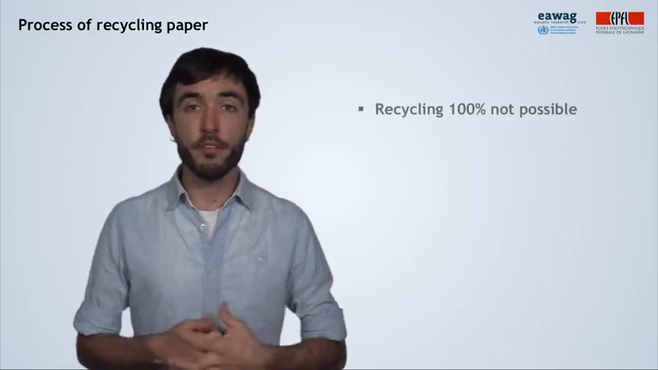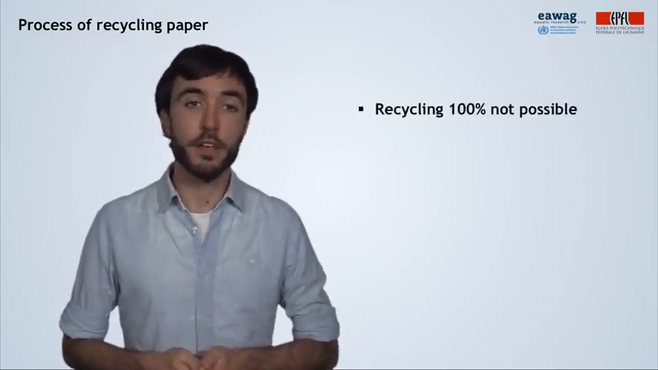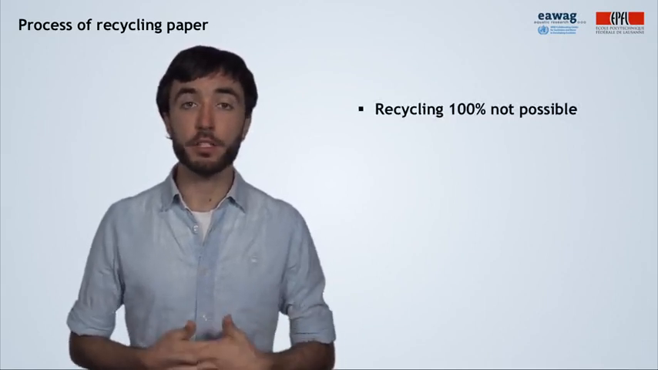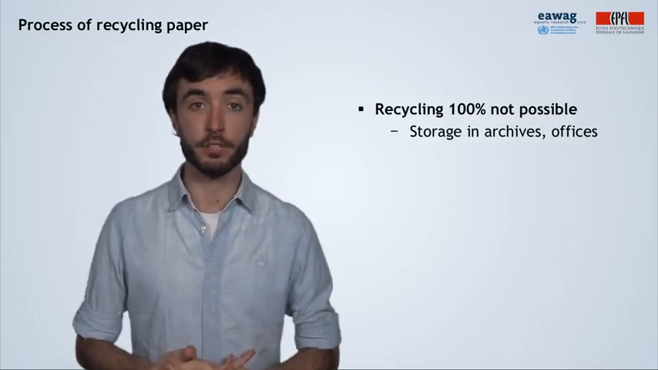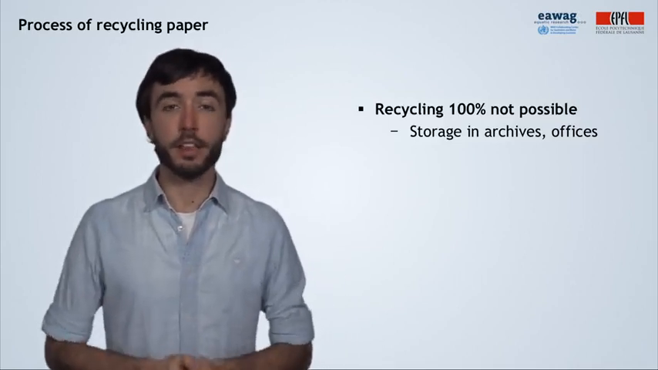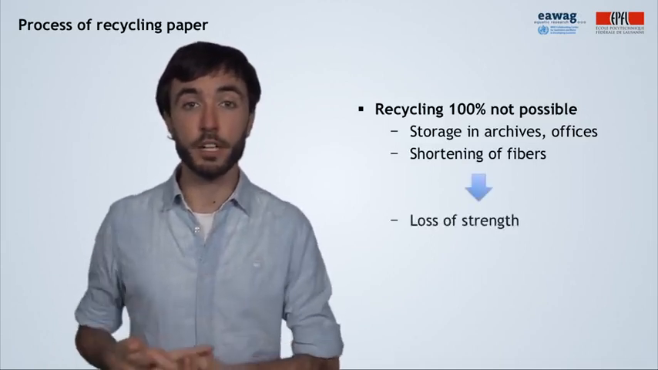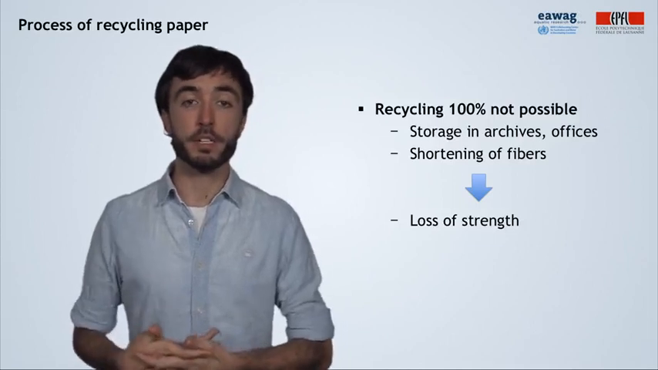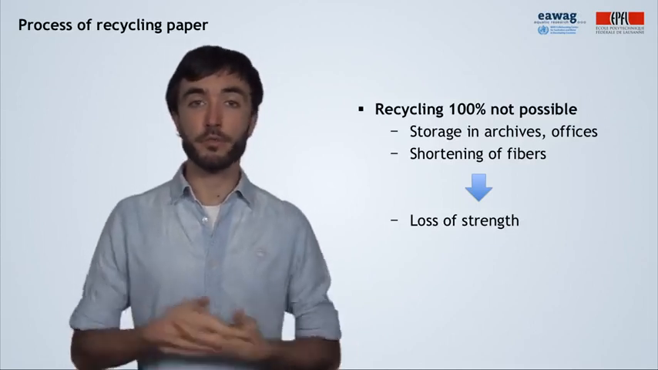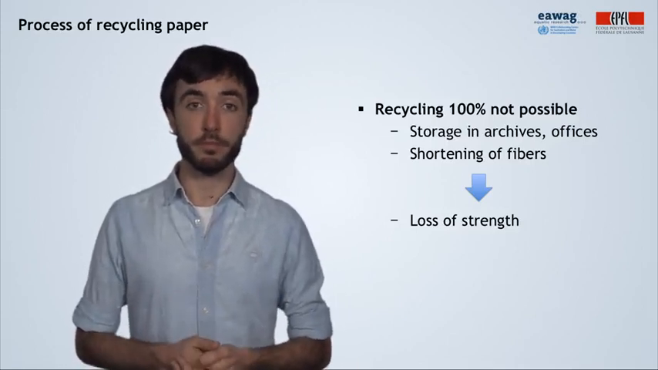Recycling of paper will never be able to close the loop fully. This is due to 2 reasons. First, paper mass is being lost by the storage of paper in archives, offices, in building materials, etc. And second, the shortening of fibers during repulping induces a quality loss, in particular with respect to strength. To compensate, recycled paper should weigh 5 to 15% more per area or should be mixed with virgin pulp.